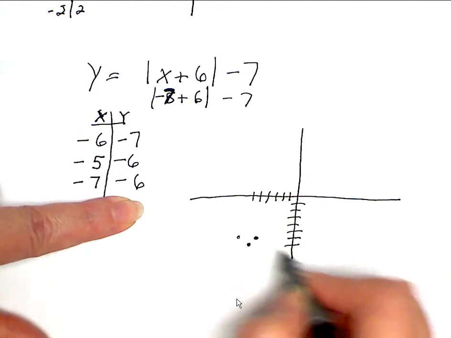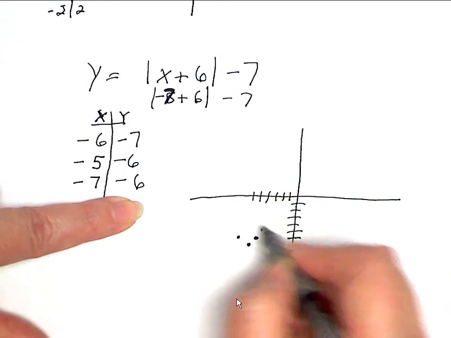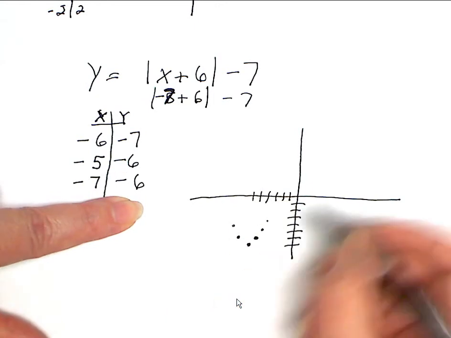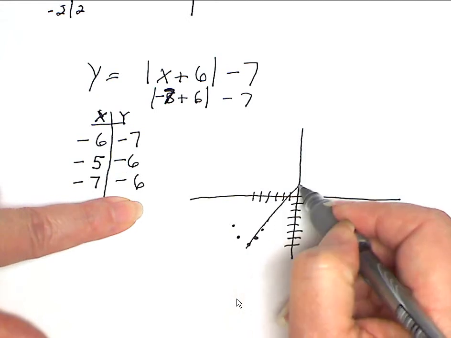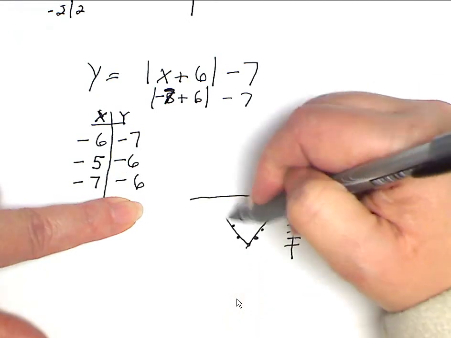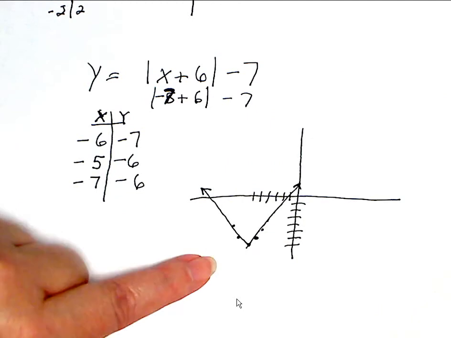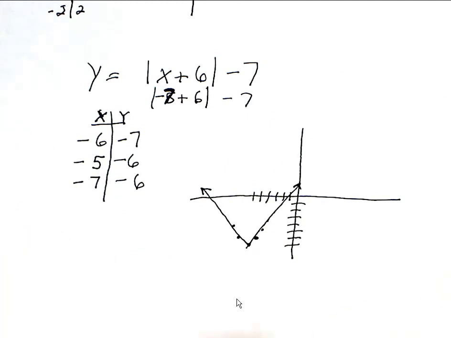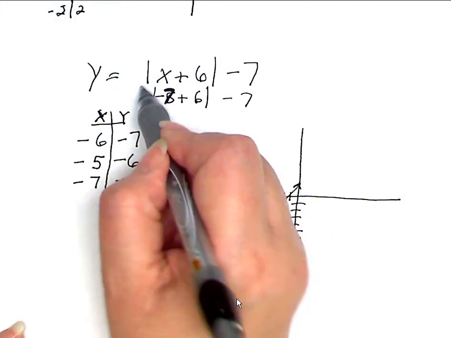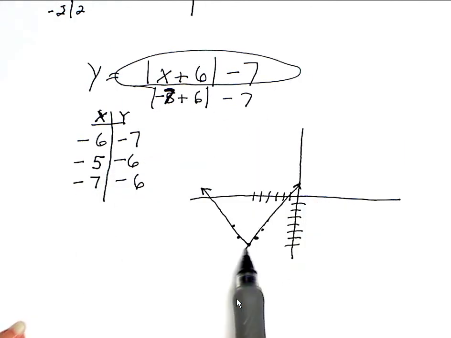And what's going to happen is it's going to keep going up each way by 1. Because remember, it's a parent. This is just a translation of the one we just did. So it looks exactly the same. All it did is move. Now, this vertex was right here.